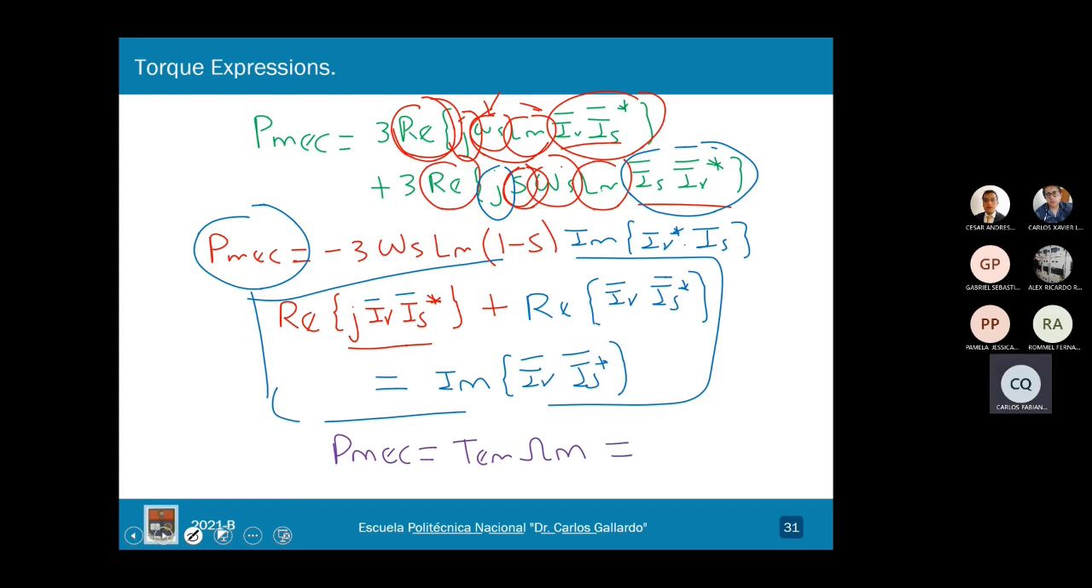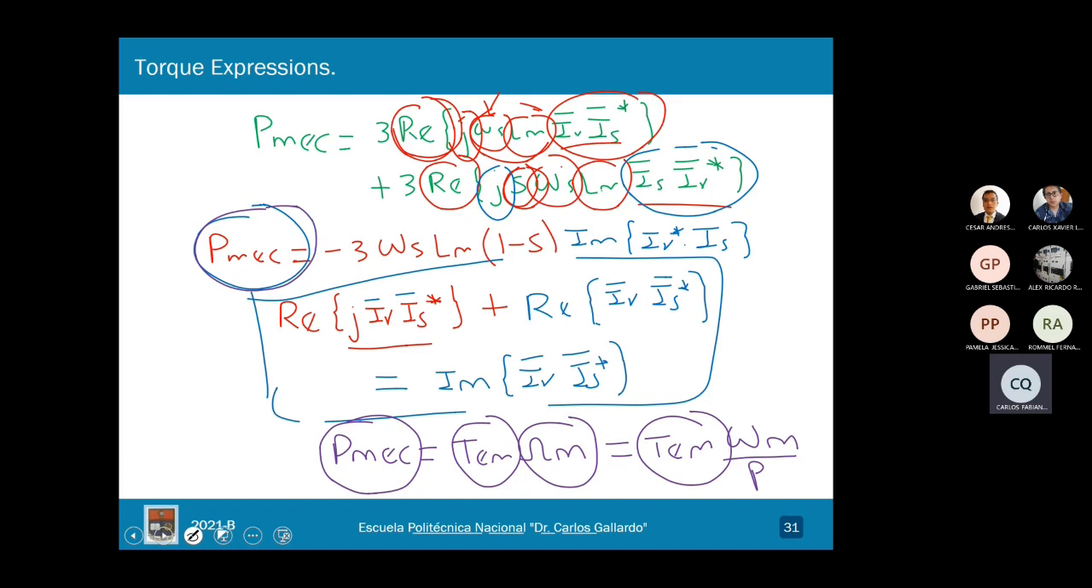Okay, and this is equal to, substituting the speed, the electromagnetic torque times the mechanical speed over the number of poles. So this is the mechanical power, and therefore, isolating the electromagnetic torque, substituting in this equation, I will have the following equation.